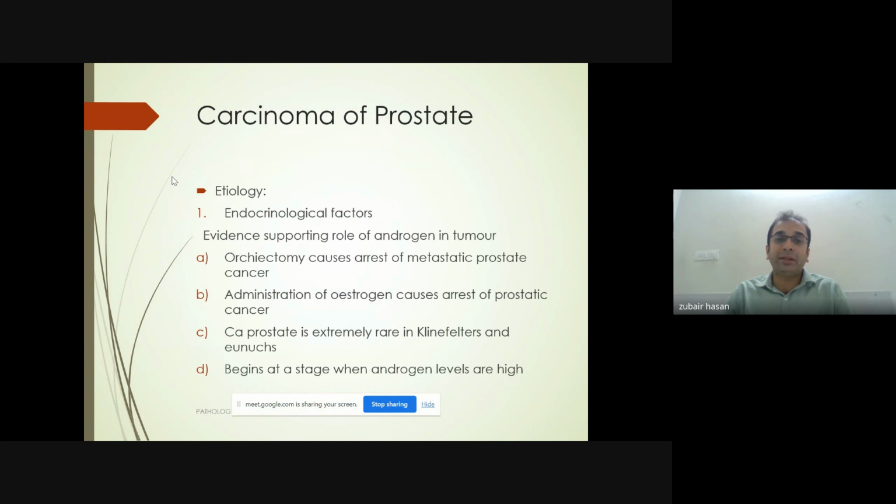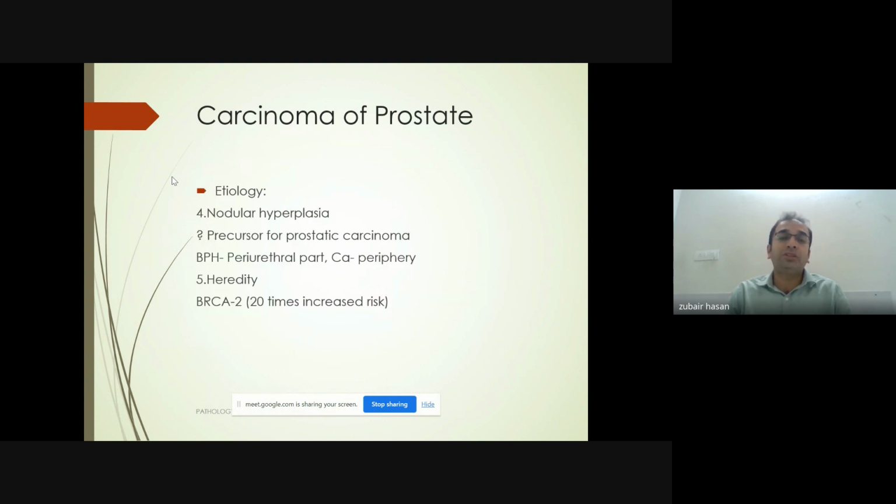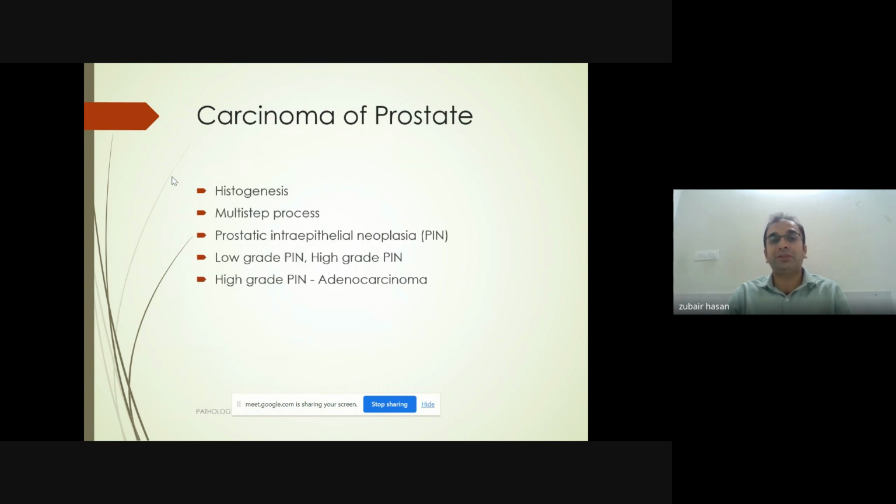So when we do orchidectomy, it causes the arrest of metastatic prostatic cancer. Administration of estrogen causes arrest of prostatic cancer. Carcinoma of prostate is extremely rare in Klinefelters and eunuchs who do not have the androgens and begins at a stage when androgen levels are high. Etiology, racial, geographic, high among the Americans, uncommon in Japanese and Chinese. Environmental influences like high dietary fat, exposure to polycyclic aromatic hydrocarbons. Other etiologies, you have the nodular hyperplasia that can be a putative precursor to prostatic cancer, and hereditary conditions can also cause the prostatic cancer.